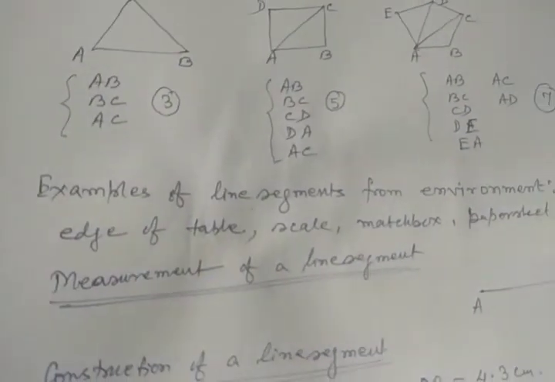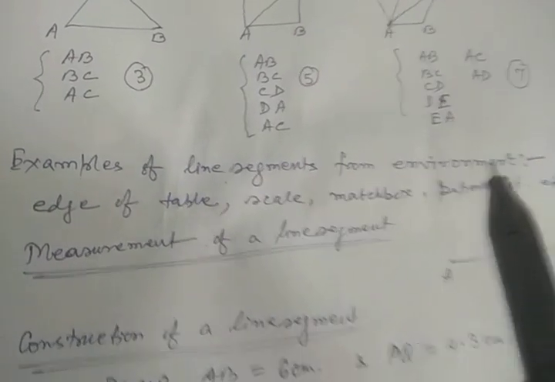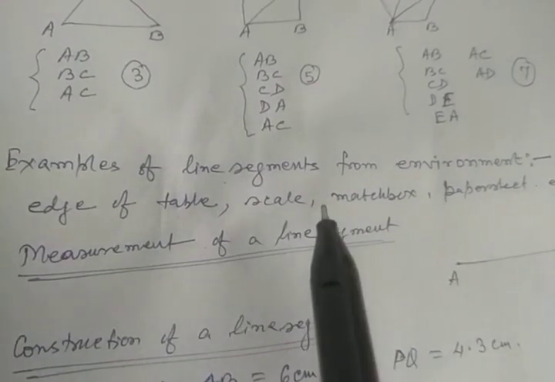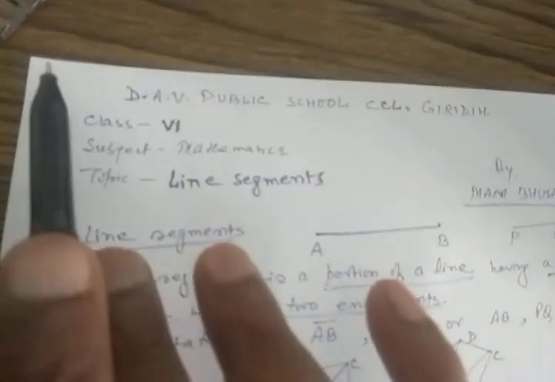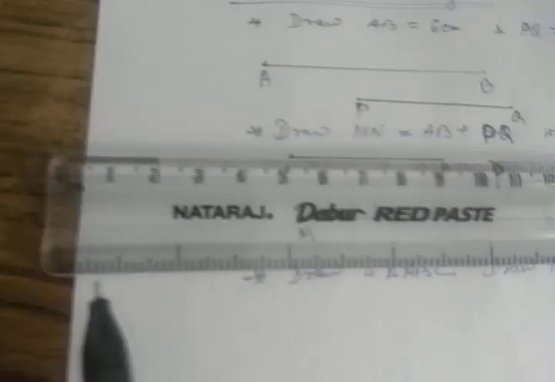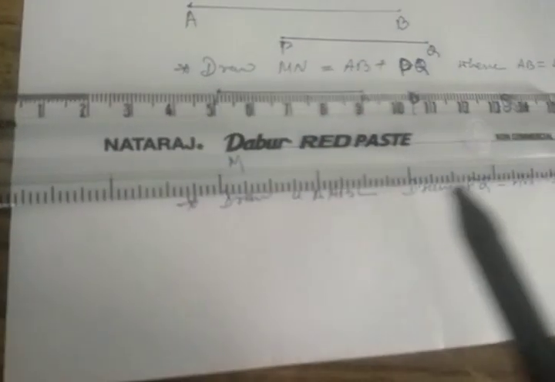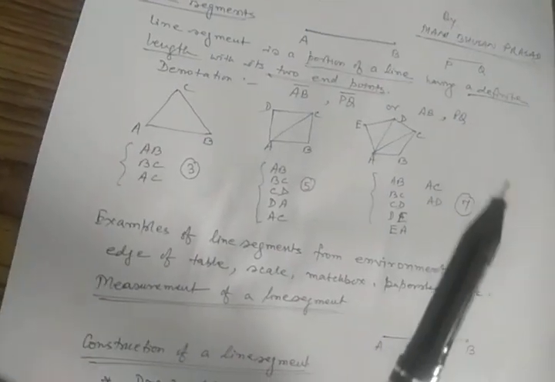Now just see the examples of line segments from your environment. The edge of a table, a scale, a matchbox. Just see, this is your paper sheet. What is the line segment? Just see, this represents a line segment. If you take a scale, just see, this edge, kinara, edge means kinara, this edge also represents a line segment. In this way you can give so many examples from your environment.